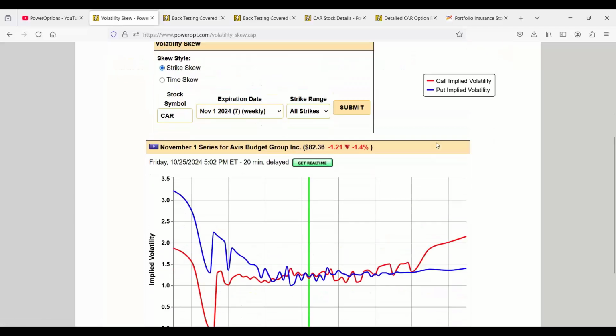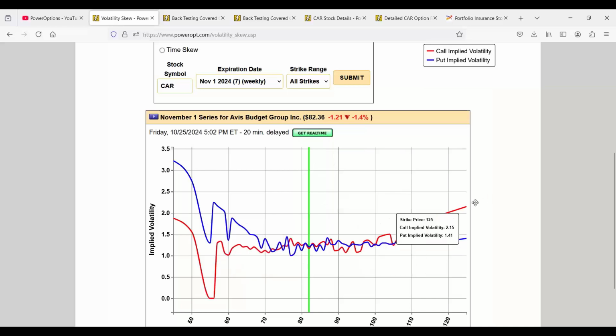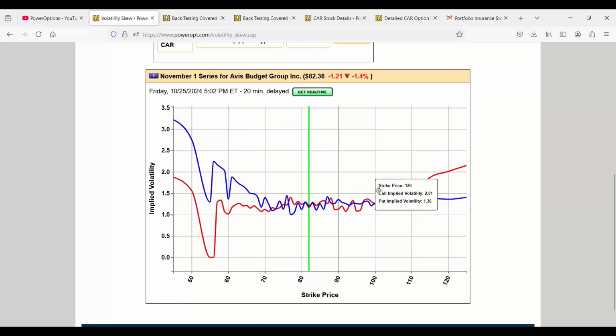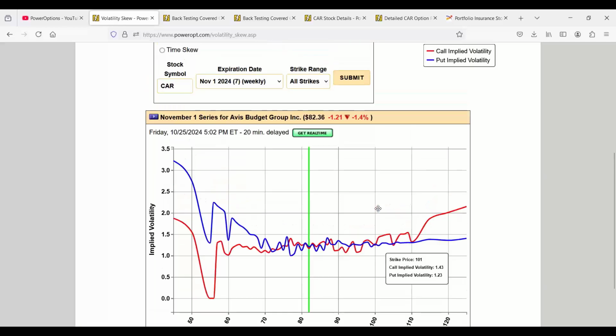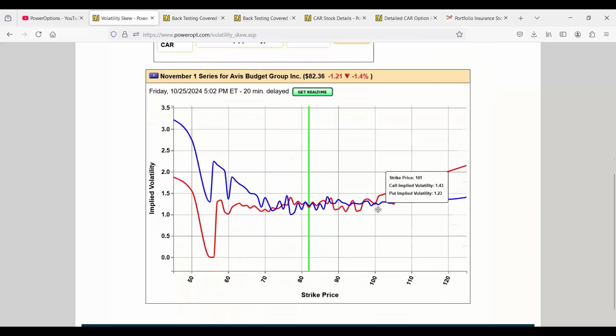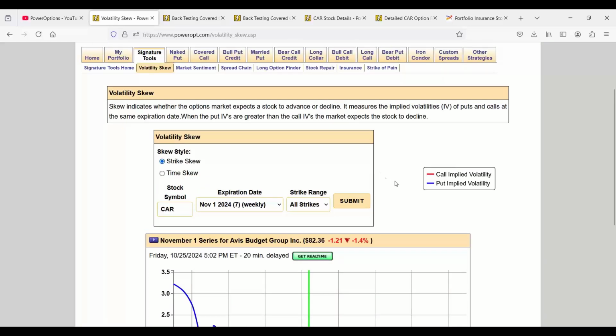We'll take a look at the time skew in a moment, but this is just 1 week out in time. You almost see kind of a smile on the calls going up to the 120 strike, or it's more of a skew on the puts. Does that indicate bullish or bearish? Not necessarily. It just means that maybe the out of the money puts aren't really trading, so the implied volatility is out of whack because of wide bid-ask spread. Same thing with the out of the money calls, up to 120. Is Avis going to hit 120 in a week? Probably not. So you're probably looking at some weird prices there, bid-ask spreads, which affect the implied volatility calculation.